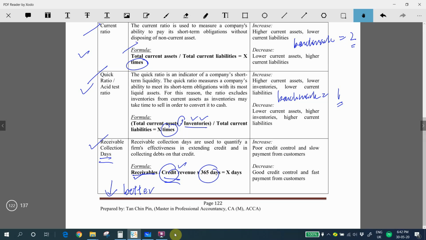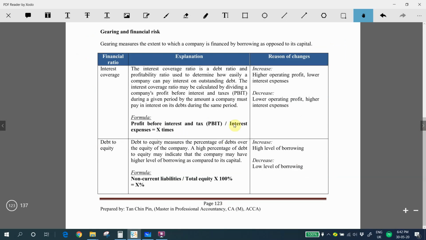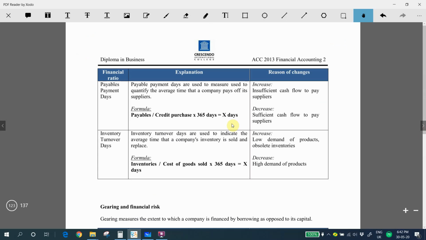Next, the next ratio is payable payment days. Similar to your receivable days, for payables we also have this. So the formula: we use the payables divided by the credit purchases. Remember, credit purchases times 365 days, and our answer will be a number of days. In the absence of credit purchases in your question, you can use cost of goods sold.